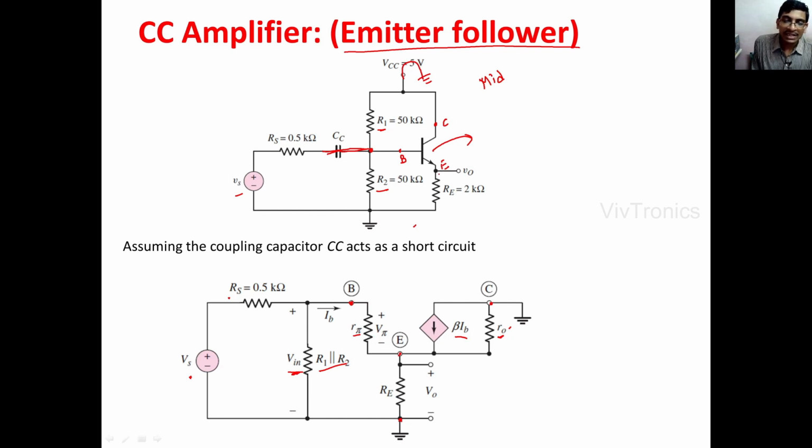At the emitter terminal we have a resistance from the emitter terminal to ground. That is the RE resistance, which was mentioned in the equivalent circuit, and we are also going to take the voltage across the emitter to ground. That is nothing but V0. This is the small signal equivalent circuit of our CC amplifier or emitter follower.